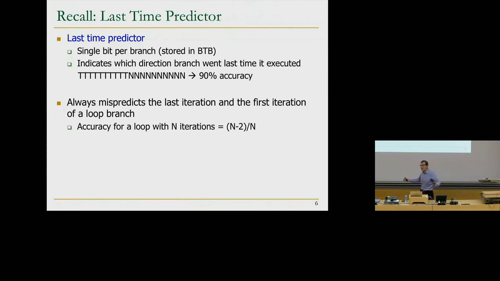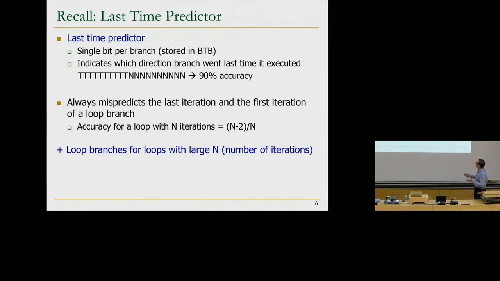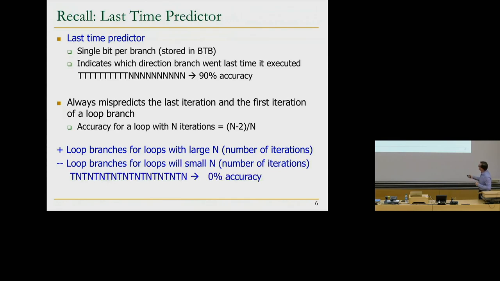Now, if n is very large, this is probably not a problem. If a loop iterates 1 billion times, basically you're almost 100% accurate. But if a loop iterates only twice or once, basically you have a problem. Well, once means you execute the loop branch twice, actually. So for loop branches with a large number of iterations, it's good. But for loop branches with small n, meaning a small number of iterations, you can get 0% accuracy.